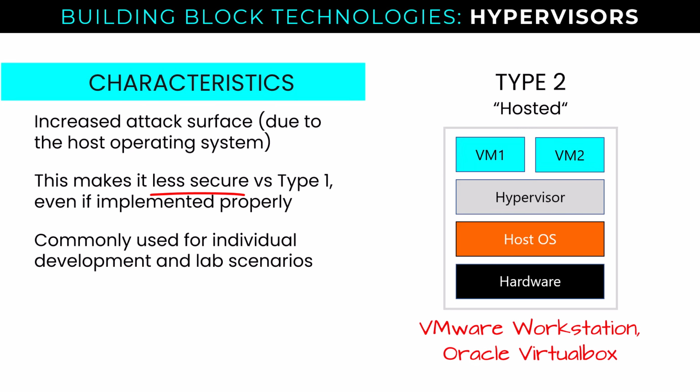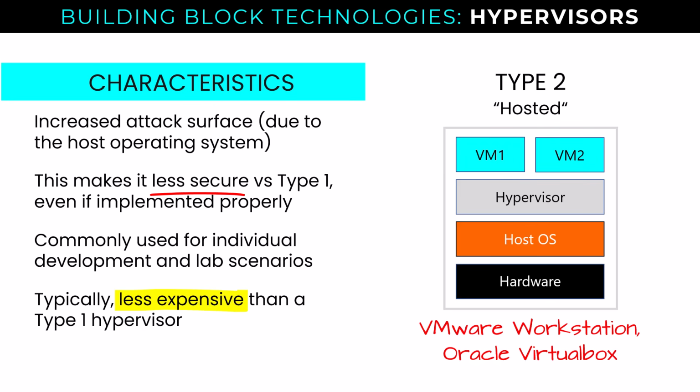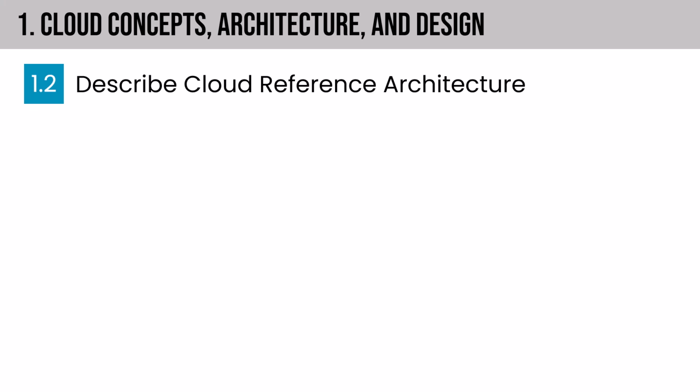It's commonly used for individual development and lab scenarios, and it's typically less expensive than a Type 1 hypervisor. That brings us to section 1.2, describe cloud reference architecture.